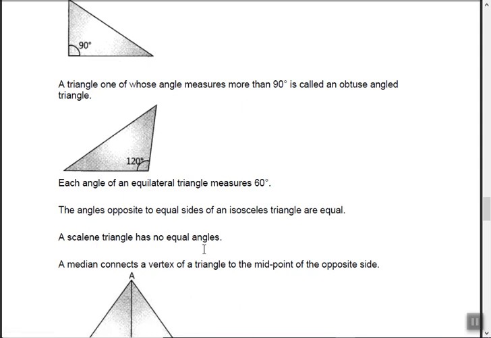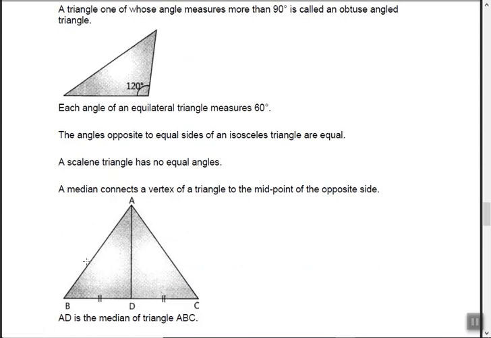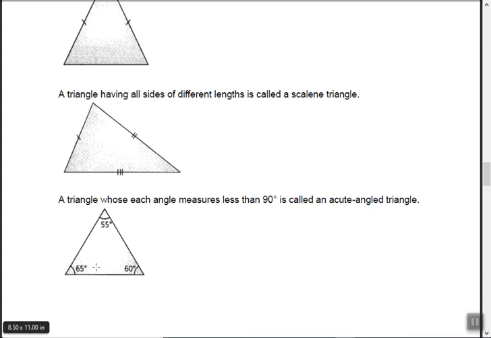Scalene triangle has no equal sides. Angles opposite to equal sides of an isosceles triangle are equal. Means basically in all isosceles triangles, these two sides would be equal. In that case, see these two angles. This is isosceles, 60-60 at the base. So the angles opposite to these sides are equal. Means 60, this should be 60-60.